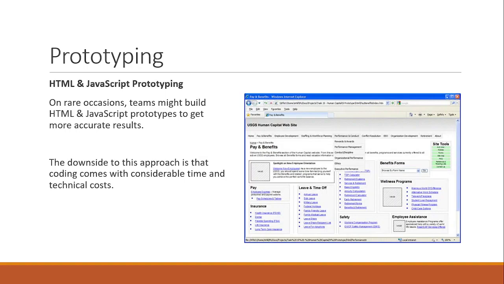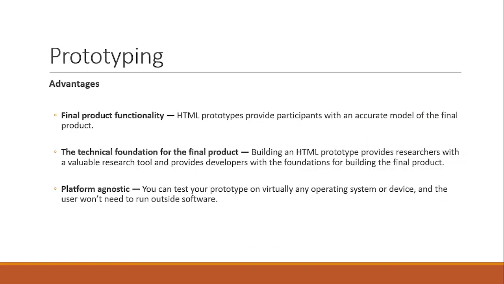In the previous digital prototyping, you used software, so no coding was required. With this type of prototype, we code using HTML and JavaScript. So let's talk about the advantages and disadvantages of using HTML prototypes. We can say that this is almost the same as your final product. This provides participants with an accurate model of the final product.